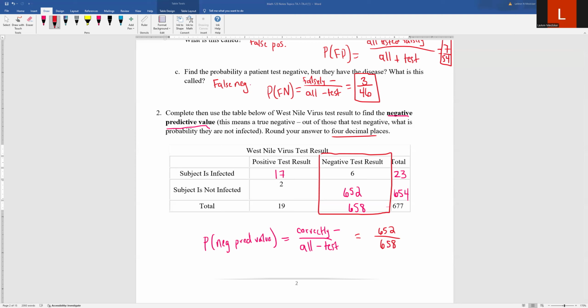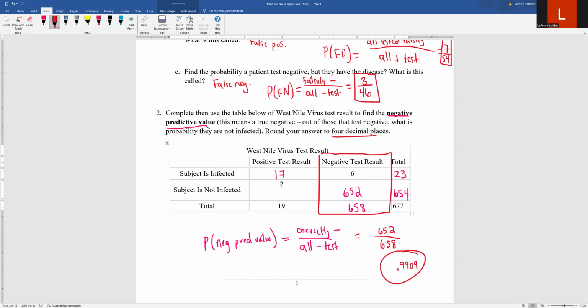So 652 divided by 658. That'd be 0.9909 because the 8 would bump up that first 8. So 0.9909. So there's almost a 99% accuracy for it predicting you not having the disease.